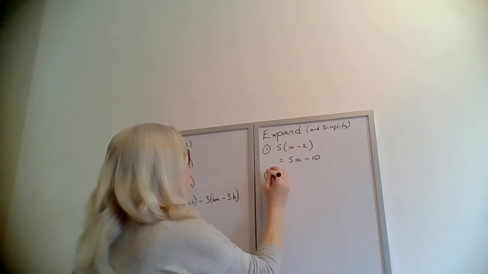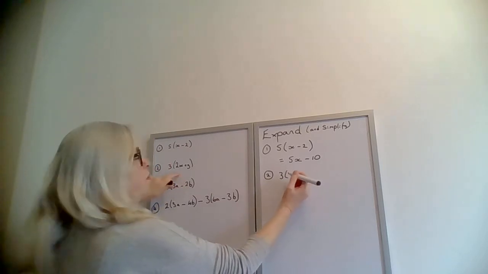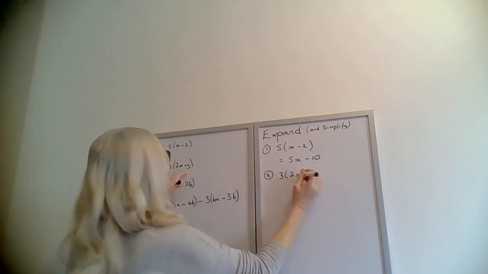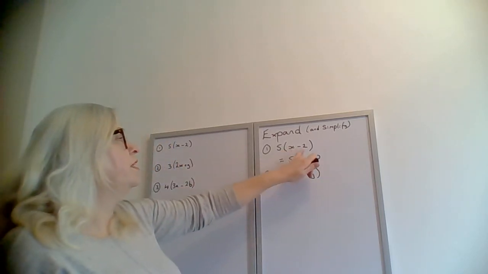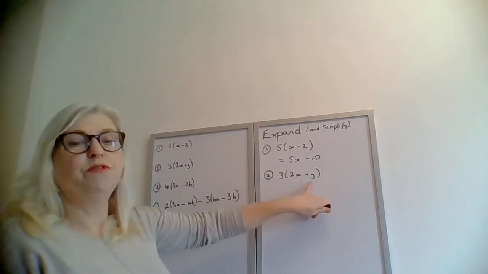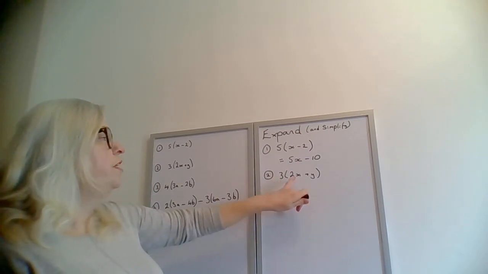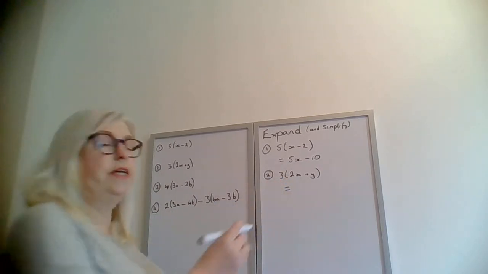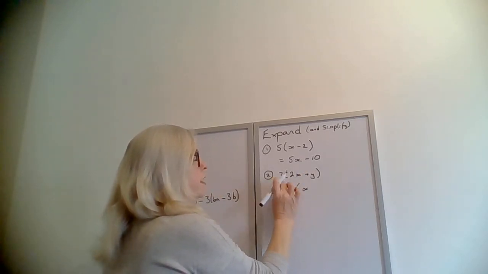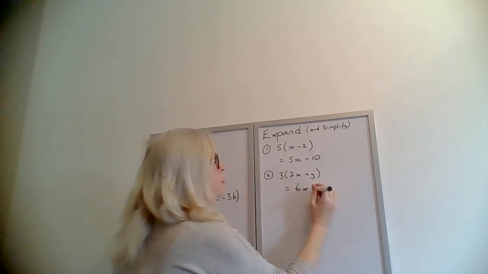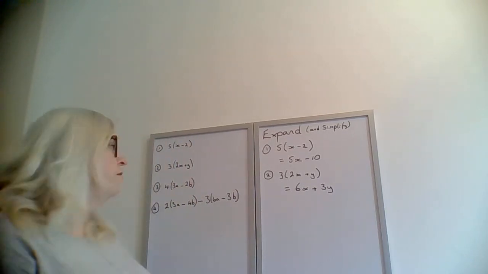So number 2, we've got 3 open brackets, that means we're going to multiply what's in the brackets, 2x plus y. So I've changed that slightly. We had a term in x and we had a number. We've now got a term in x and a term in y. But we do exactly the same thing. So we do 3 times the 2x, or 3 2s are 6, so that gives us 6x. Now we've got plus y and plus 3, so when we multiply those, we get plus 3y. Okay, that's our answer.